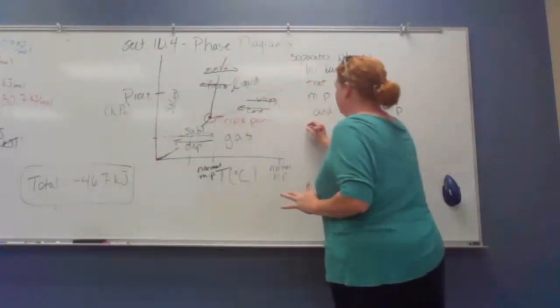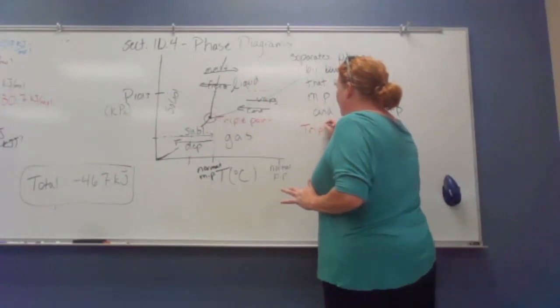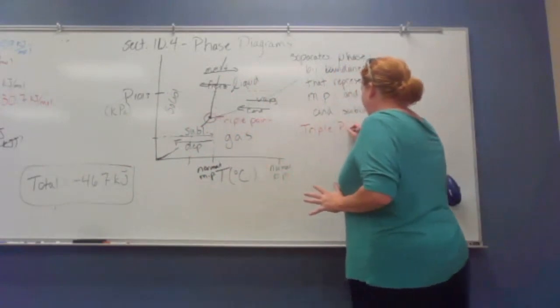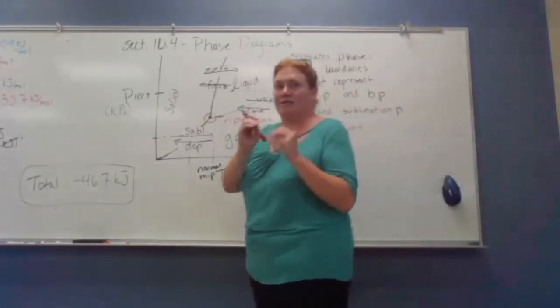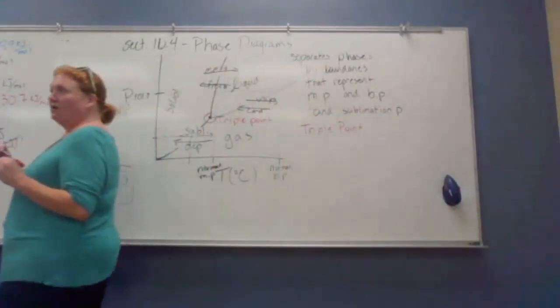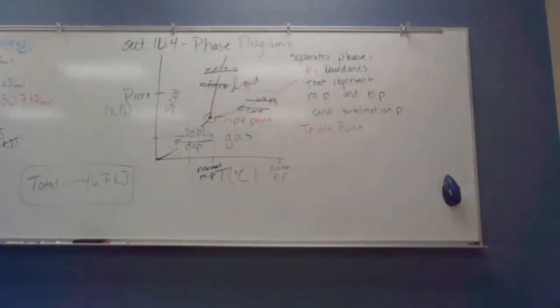It's the pressure and temperature point where what is happening? They're all changing phases. All three phases exist at one time. Normally, we only have two phases coexisting, right? But at the triple point, all three phases exist at the same time.